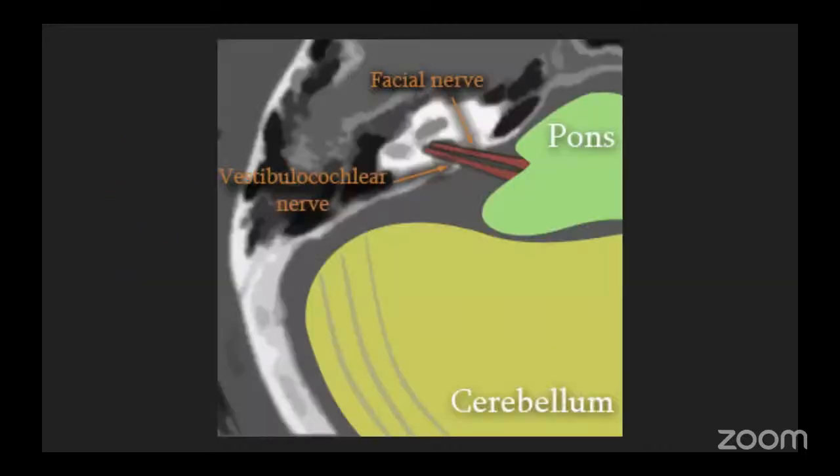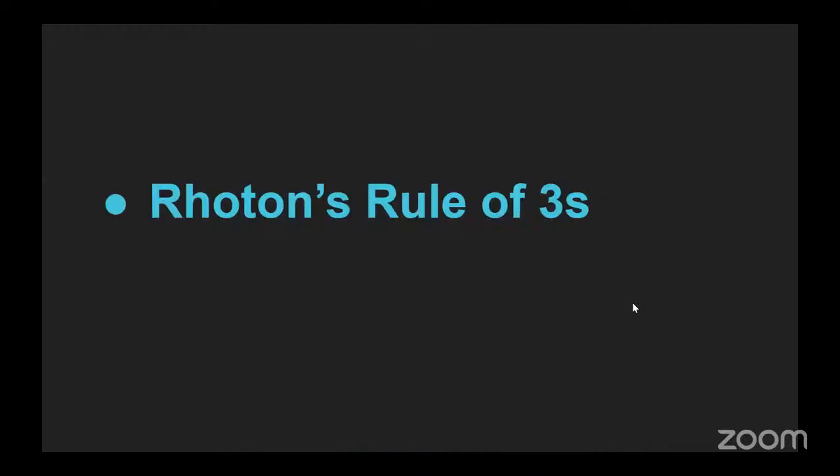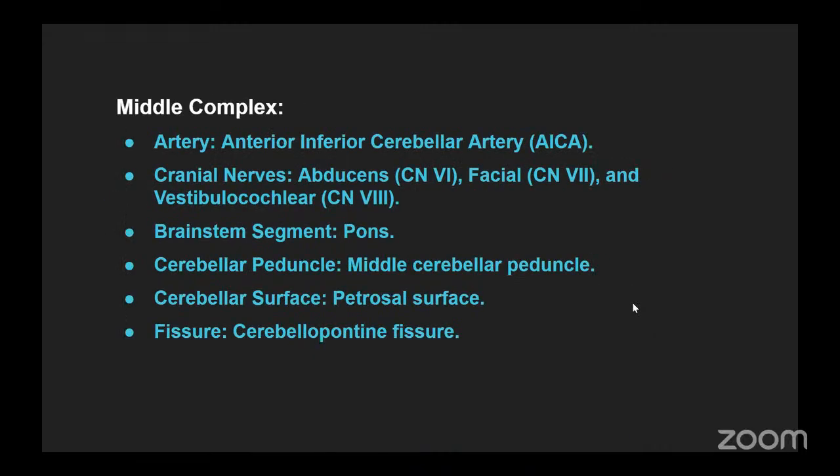Let's go back. This region here is the petrosal surface of the cerebellum, this lateral surface, and this portion. So this portion here is the lateral or the petrosal surface. That is a part of the middle complex. It's understandable because this is the surgical corridor we are going to use. Apart from that, we have the cerebellopontine fissure because we are working with the cerebellum and the pons.